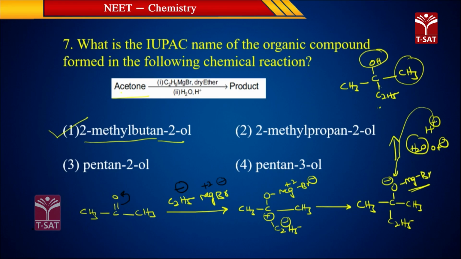Acetone is a ketone. Ketone when reacted with Grignard reagent followed by water will give the tertiary alcohol. Otherwise, aldehyde with Grignard reagent and water will give the primary alcohol. Sorry, not primary, secondary alcohol. Aldehyde with Grignard reagent followed by hydrolysis will give secondary alcohol. Ketone with Grignard reagent followed by hydrolysis will give the tertiary alcohol. Okay.